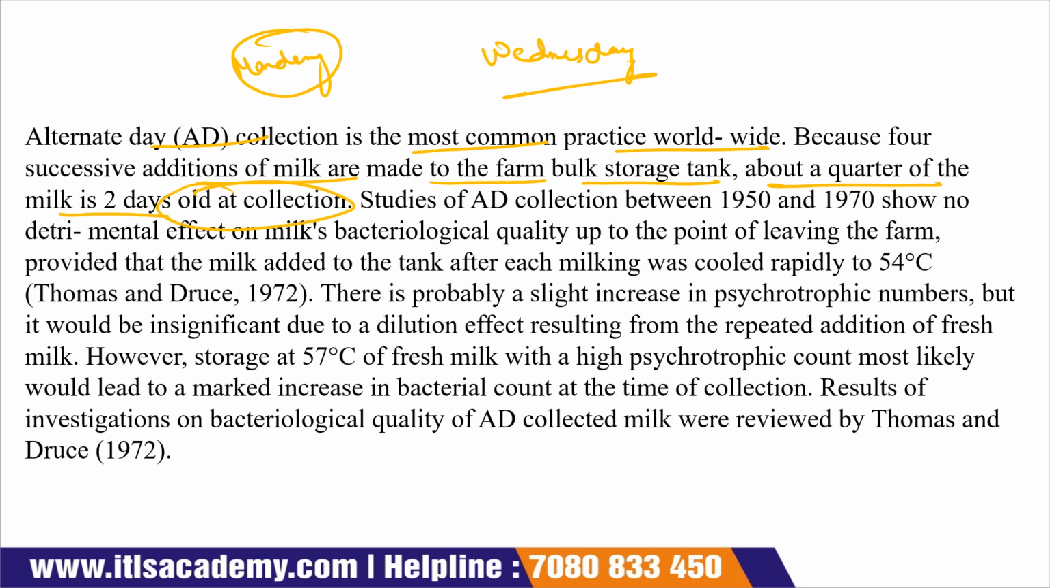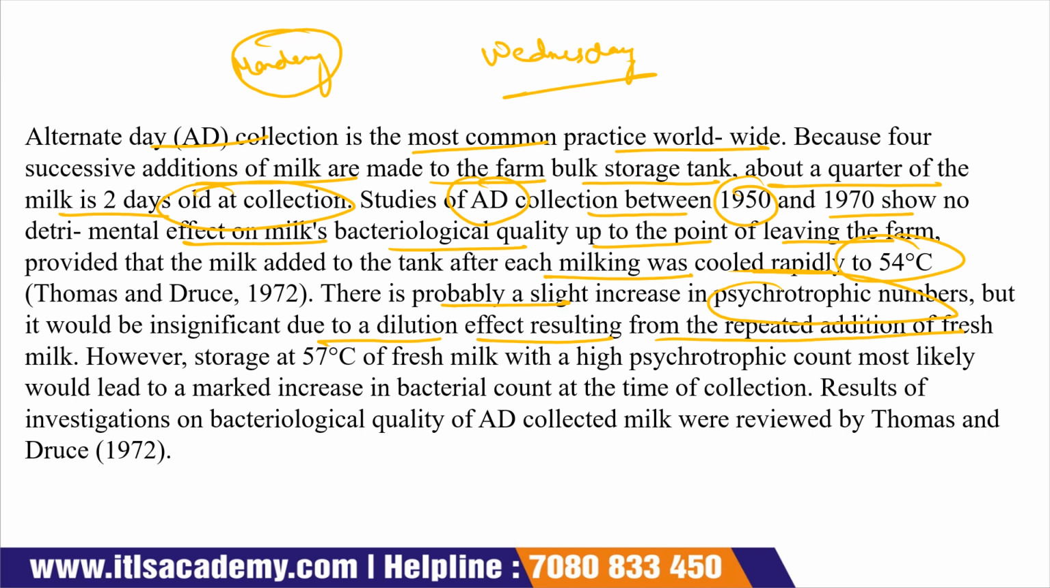There are studies of alternate day collection between 1950 and 1970 which show no detrimental effect on milk bacteriological quality up to the point of leaving the farm, provided the milk added to the tank after each milking was cooled repeatedly to 5 degrees Celsius. There is probably a slight increase in psychrotrophic number, but it would be insignificant due to the dilution effect resulting from the repeated addition of fresh milk.